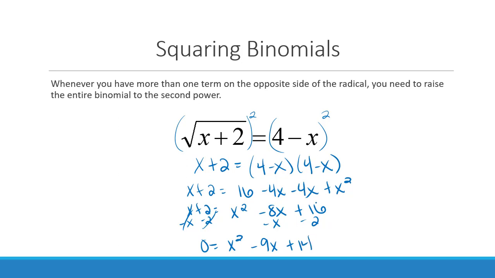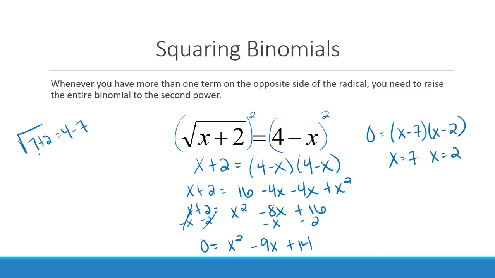I can actually solve this using factoring. So I can rewrite this as x minus 7 and then x minus 2. So my two solutions would be 7 and 2. Again, I really want to make sure that both of these work. So let's plug in 7 first. Notice what happens here. This is the square root of 9 is equal to negative 3. Well, the square root of 9 is never going to be equal to negative 3. And so 7 actually, though it worked in this process, it doesn't work when you go to plug it back into the original equation. Let's try 2 here.